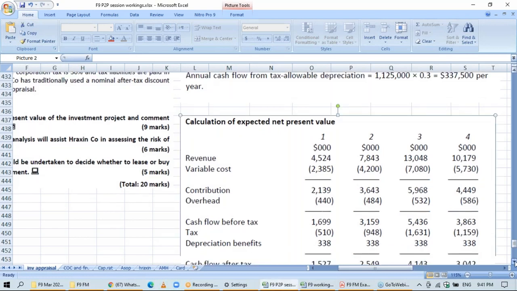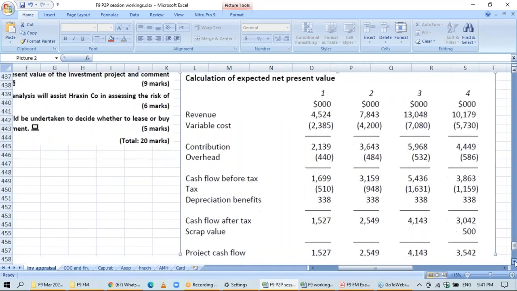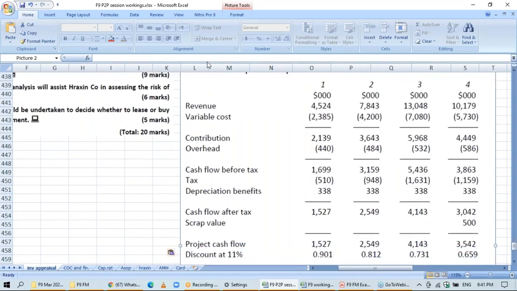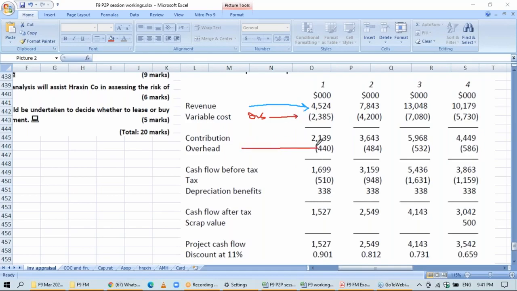So I have taken sales from the above values, variable cost from the question, overheads after inflation. So this is the sales from our working. Then variable cost from the question, overheads from our working. You get the cash flow before tax, and the tax is now payable in the same year. So as it is payable in the same year, it is occurring in the same years.